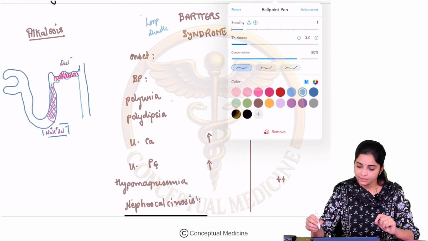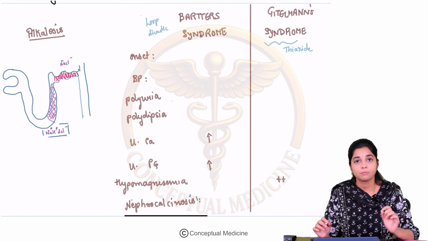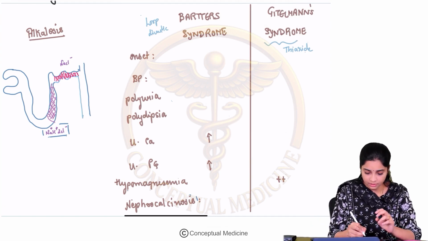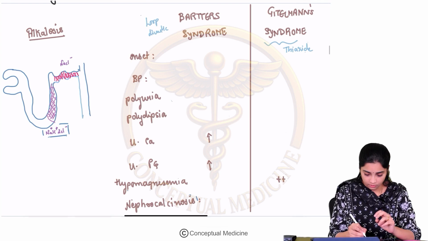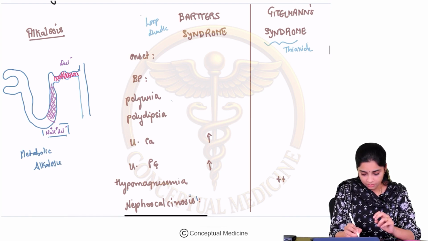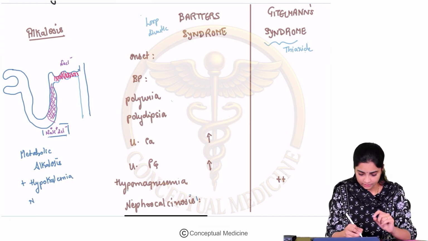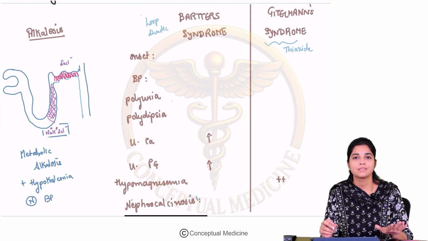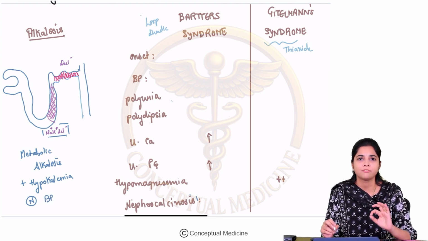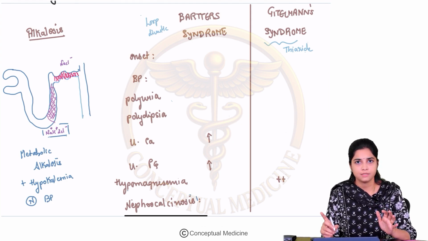Okay. So the characteristic clinical features that you have to remember about Bartter syndrome and Gitelman syndrome is that all of them present with metabolic alkalosis with hypokalemia and a normal blood pressure. So these are the characteristic three clinical features that you have to remember about Bartter's and Gitelman syndrome.